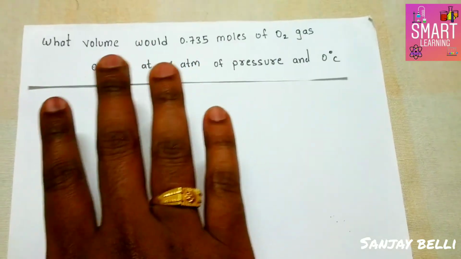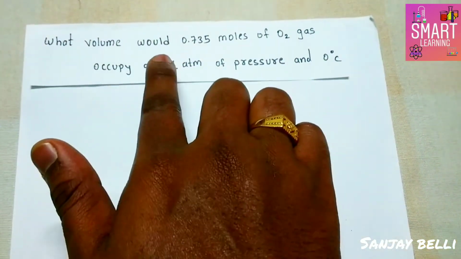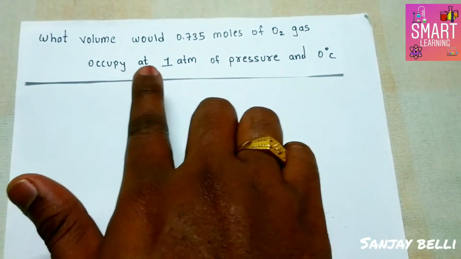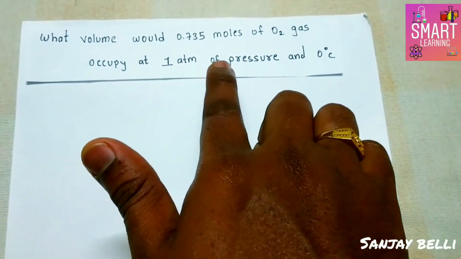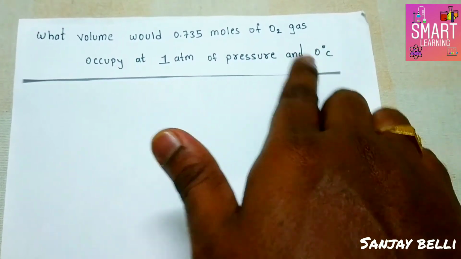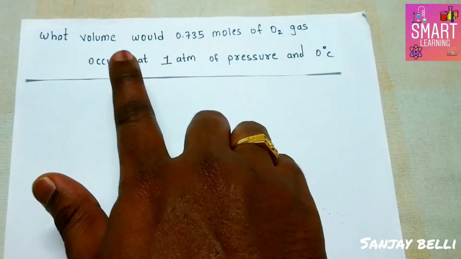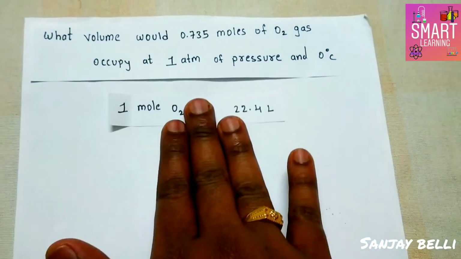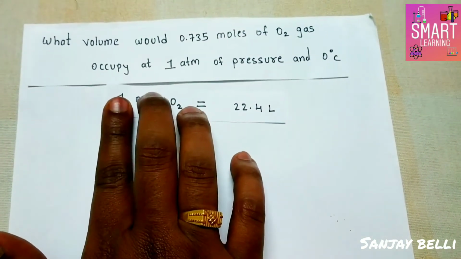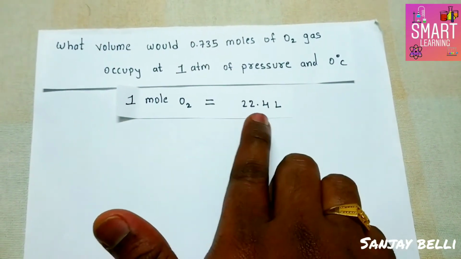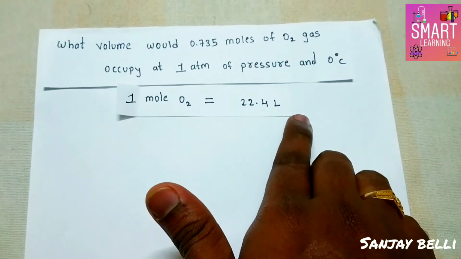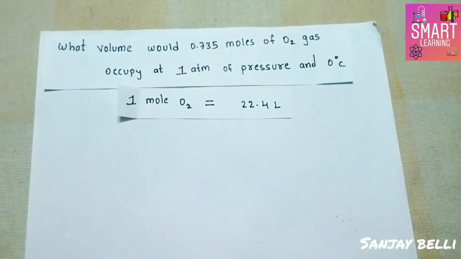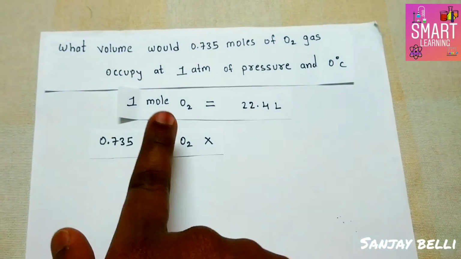Next problem. What volume would 0.735 moles of oxygen gas occupy at 1 atmosphere of pressure and 0 degrees Celsius? So we have to find the volume for the moles. We know that 1 mole of oxygen is equal to 22.4 liters. Then 0.735 moles of oxygen will give how many liters?